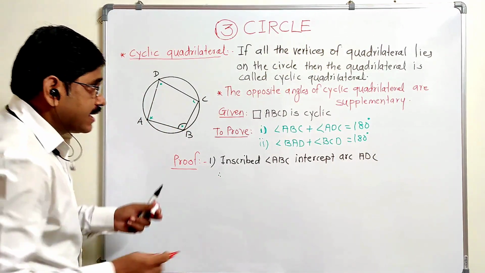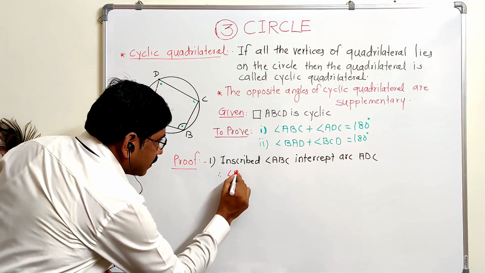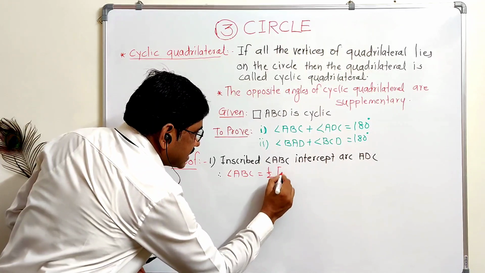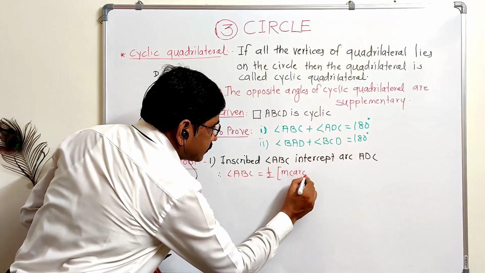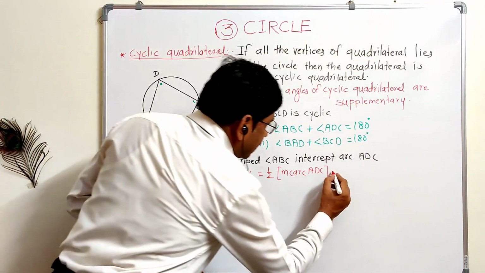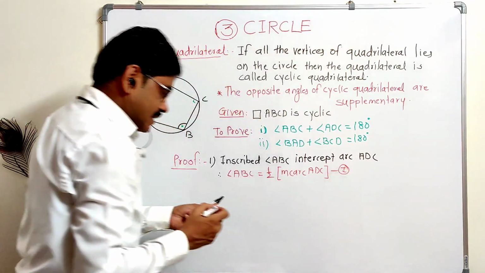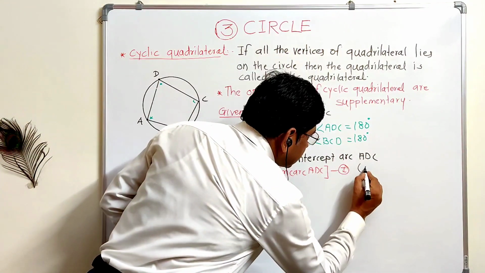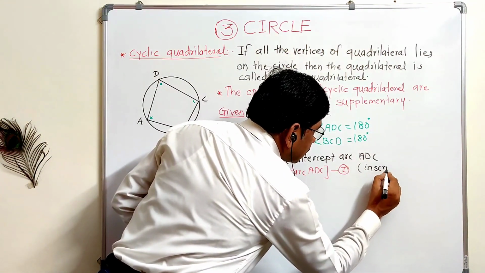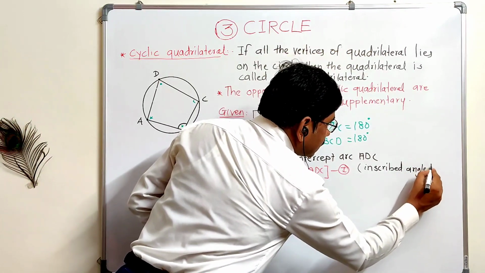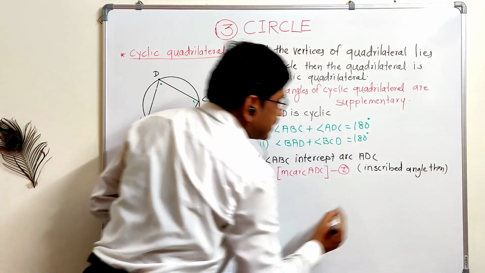By inscribed angle theorem, angle ABC is equal to half major arc ADC. This is statement number 1, and the reason is inscribed angle theorem.